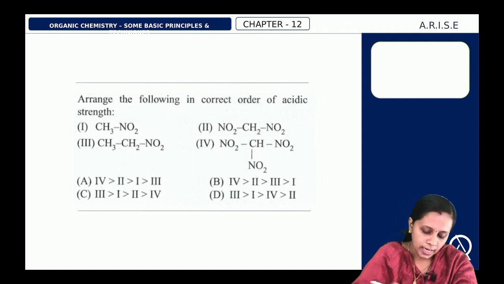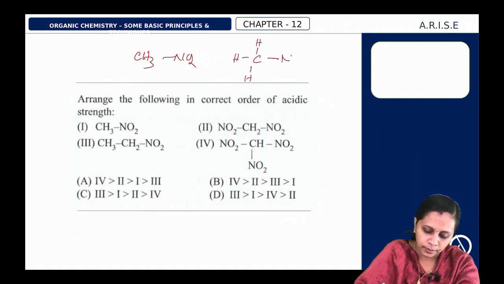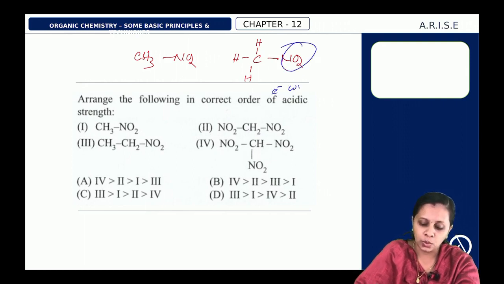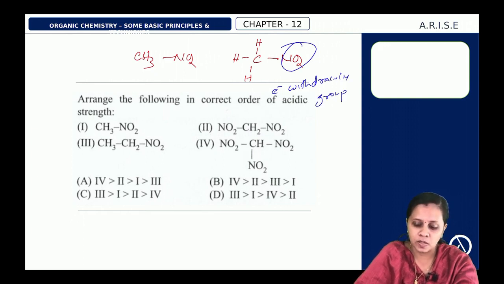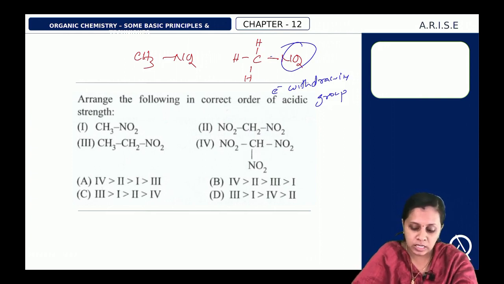So let us consider this compound, CH3NO2. I am expanding the CH3 like this, NO2. NO2 is an example of an electron withdrawing group. So this NO2 will pull the electrons of this carbon-nitrogen bond towards itself. So this carbon will be electron deficient.